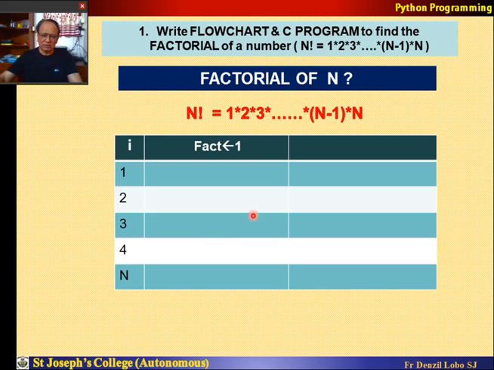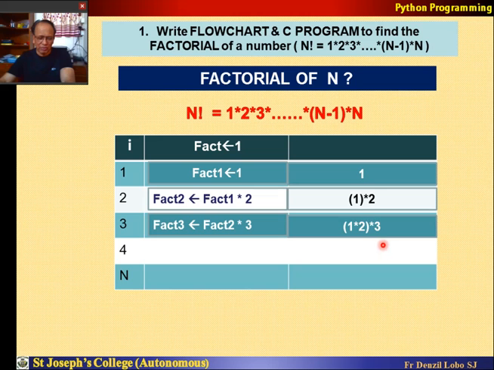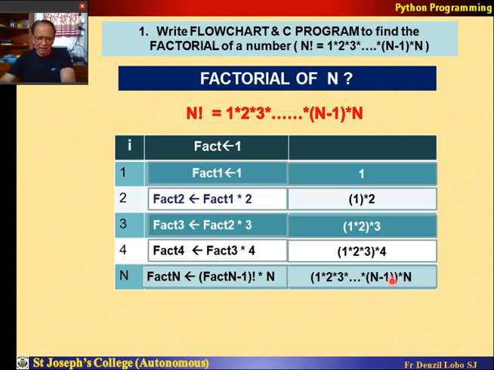So let's see, i is equal to 1. So I say factorial is equal to 1. Then fact 2 is equal to fact 1 into 2. It becomes 1 into 2. So fact 3 is equal to fact 2 into 3. So it becomes 1 into 2 into 3, 3 factorial. Fact of 4 is equal to fact of 3 into 4. So that's fact of n is equal to fact of n minus 1 into n. So this is the formula for n factorial.